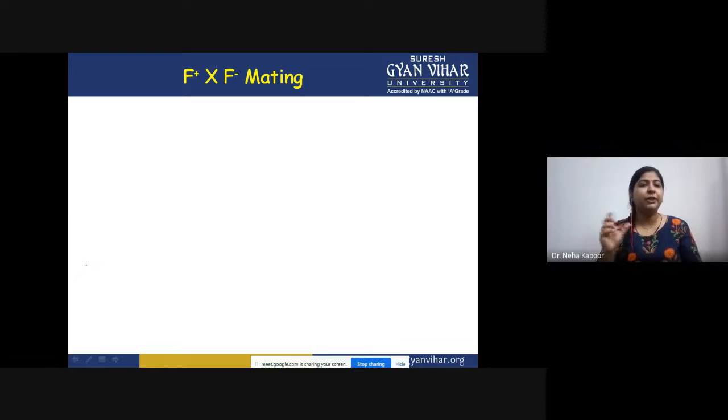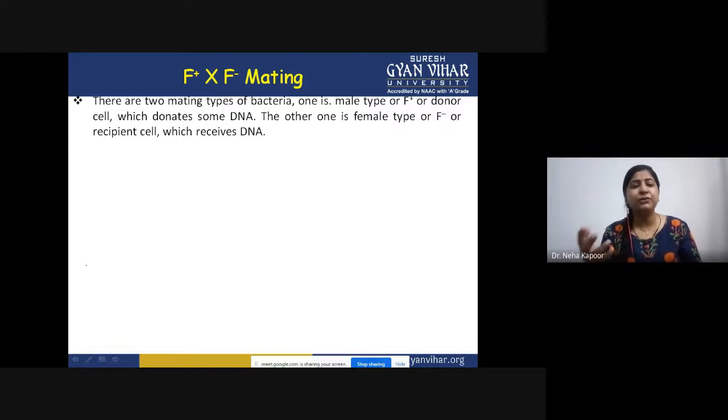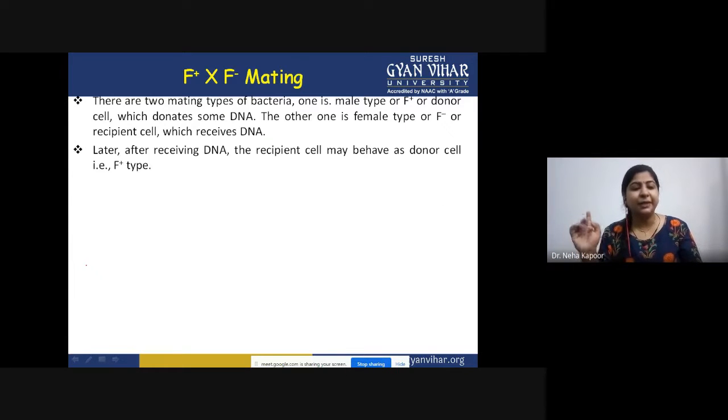So first of all, we are talking about the first mating, that is F positive and F negative mating. That is the basic mating that we study in the conjugation process. As we know, there are two mating types of bacteria. One is F positive, another is F negative. F positive is the donor bacteria and F negative is the recipient bacteria.